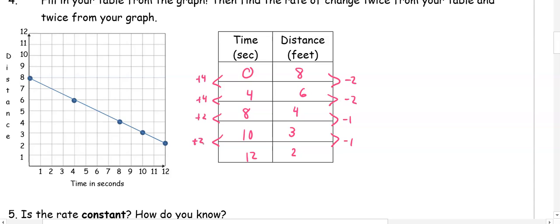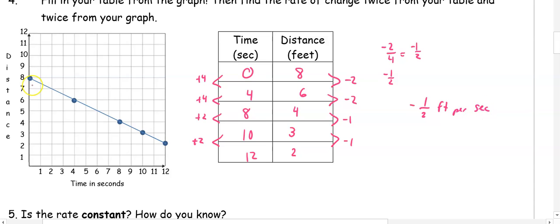So when we do the rise over run, we need to take it from the same row. So we have two different ones. We have negative 2 over 4, which reduces to negative 1/2. So our rate then is going to be negative 1 over 2 feet per second.